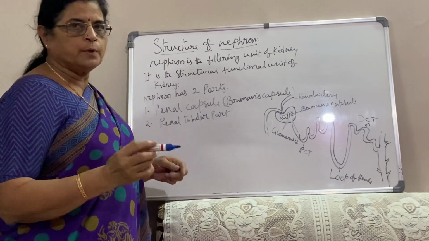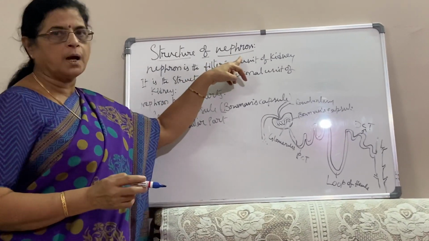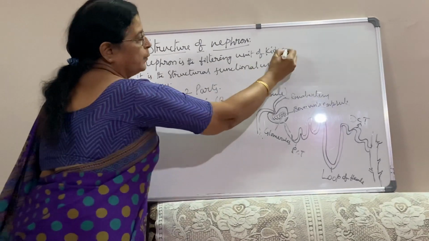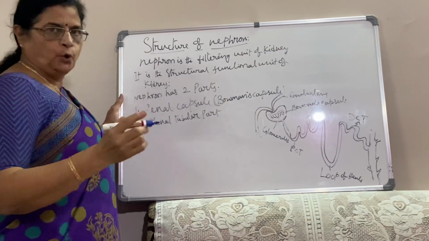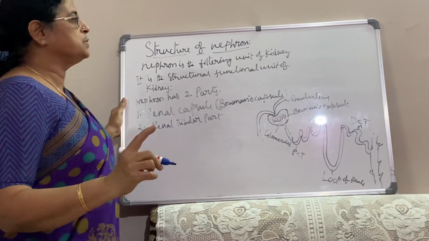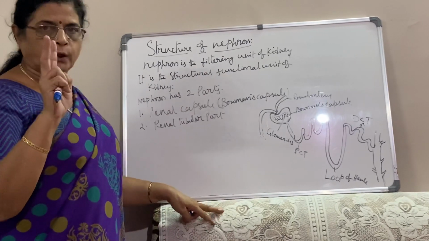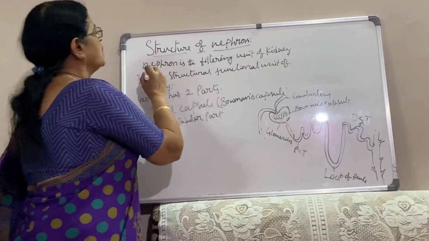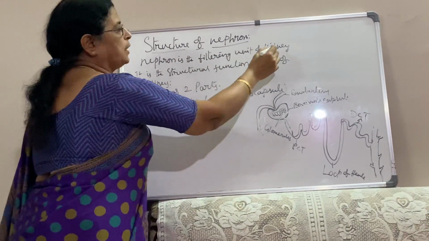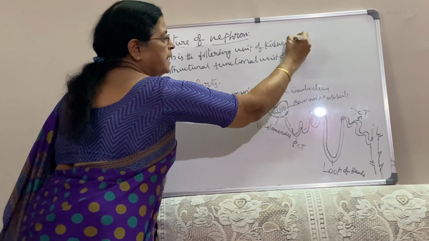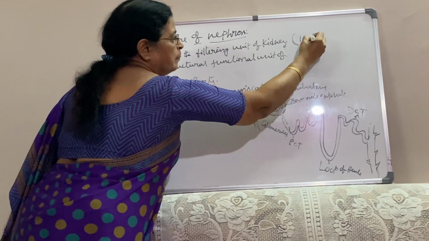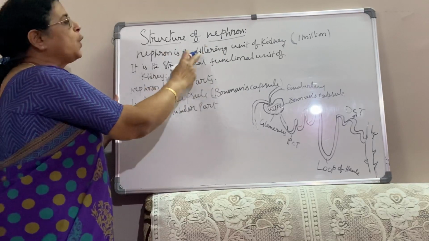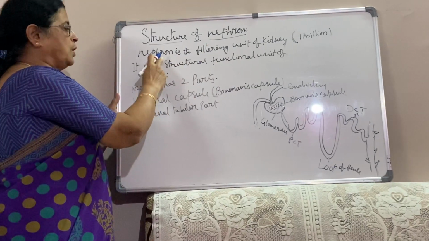Good morning, children. Today we are going to discuss the structure of the nephron. We have already studied the urinary system in humans, and in that system we have two kidneys. The two kidneys filter the blood because nephrons are present in the kidney. In each kidney, more than 1 million filtering units are present. Those filtering units are called nephrons.